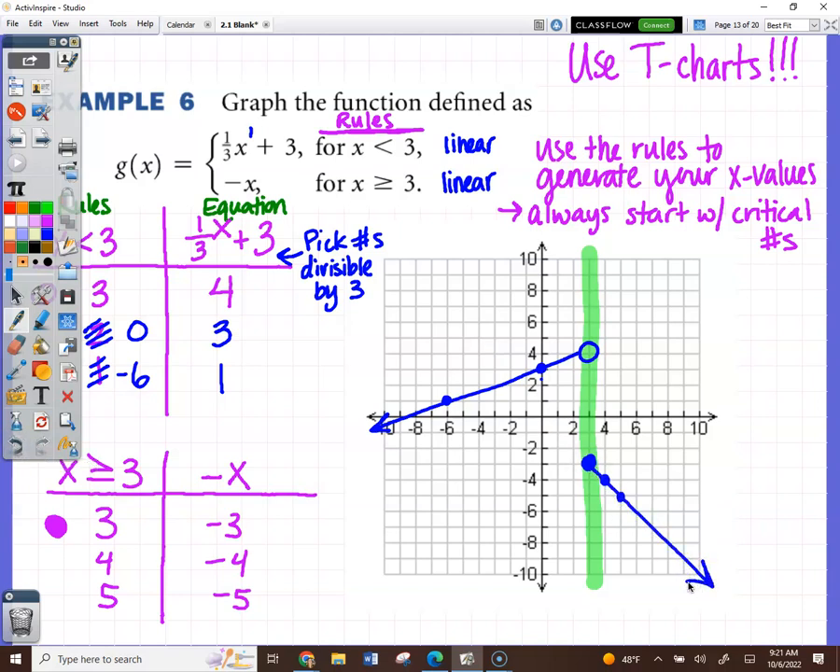Now, I have seen people get confused as to when to put an open circle or a closed circle. Open circles only occur in the critical numbers. These numbers that you picked here and here, those are always closed because that was in the rules. It's the numbers at the critical points that you have to be careful.